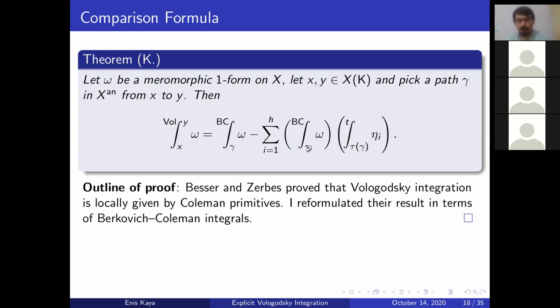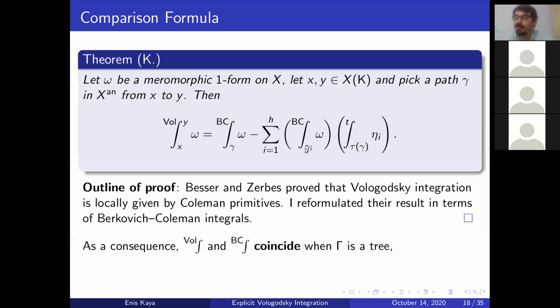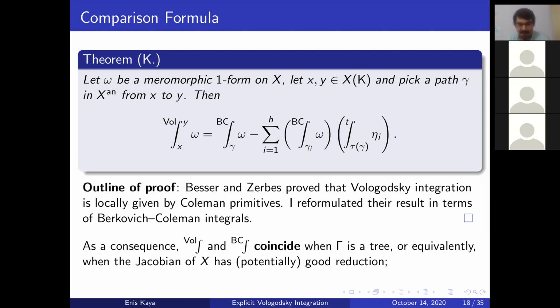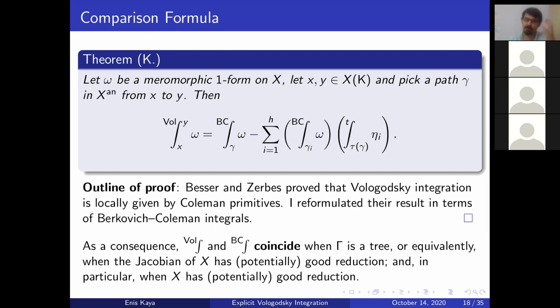And as a corollary, these two integrals, the Vologodsky integral and the Berkovich-Coleman integral, coincide if there are no Ci's. It means that gamma is a tree. Okay, this happens exactly when the Jacobian of X has good reduction. And in particular, if X has good reduction, because we know that if a curve has good reduction, the Jacobian has good reduction as well. But it might happen that the curve has bad reduction, but the Jacobian has good reduction.